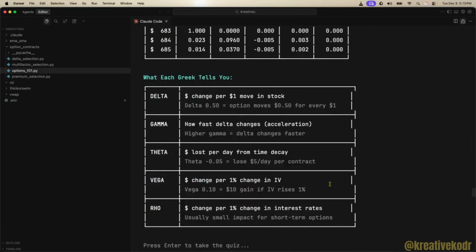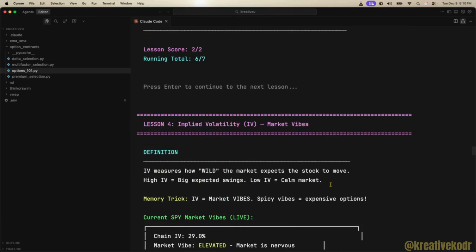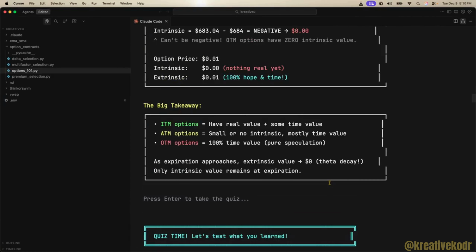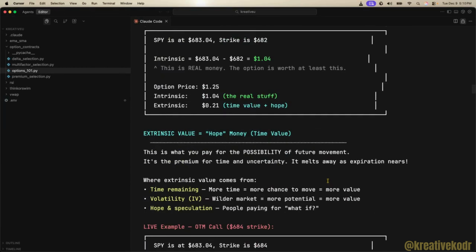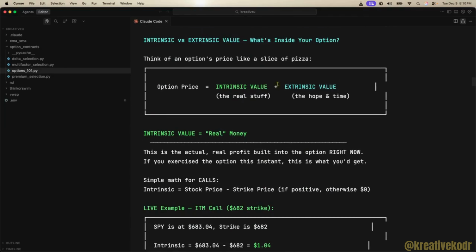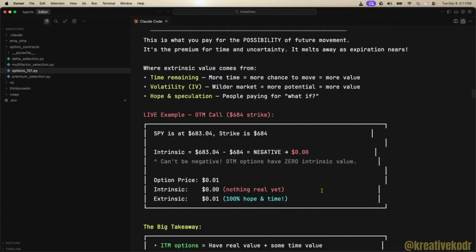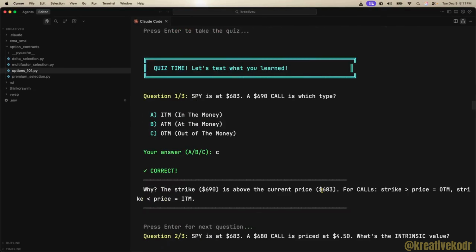All right, let's go back. I just want to make sure: implied volatility, expiration date, intrinsic value. So intrinsic value is the hopes and dreams, right? This is the actual real profit built into the option right now. So if we exercise the option, this happens instantly. This is what we'll get. Simple math. So this is the strike price minus the current price, right? For the intrinsic value. All right, beautiful.